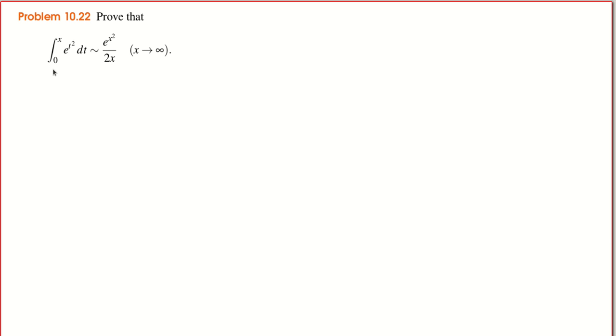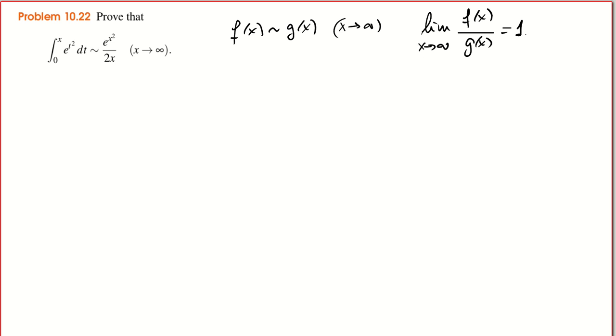Okay, we have to prove that this primitive here is asymptotically like this function here when x goes to infinity. Well, this problem is easier than it looks, because if you remember the meaning of f of x equivalent to g of x when x goes to infinity, it means that the limit of f over g when x goes to infinity is equal to 1. So this is actually what we have to prove.